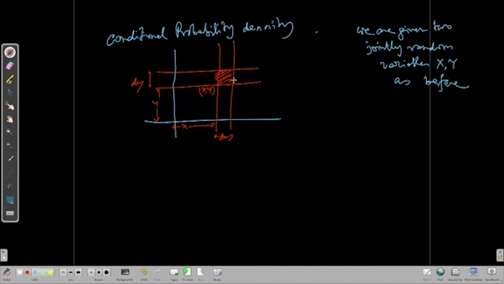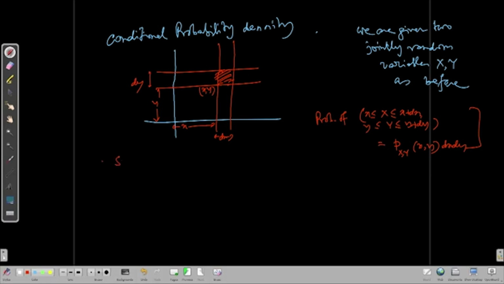Okay. We have already seen probability of capital X lying from x to x plus dx, simultaneously y, equivalently meaning capital X Y lying here. That we have already seen in terms of the joint probability density, this much. But we can arrive at the same thing in another way.